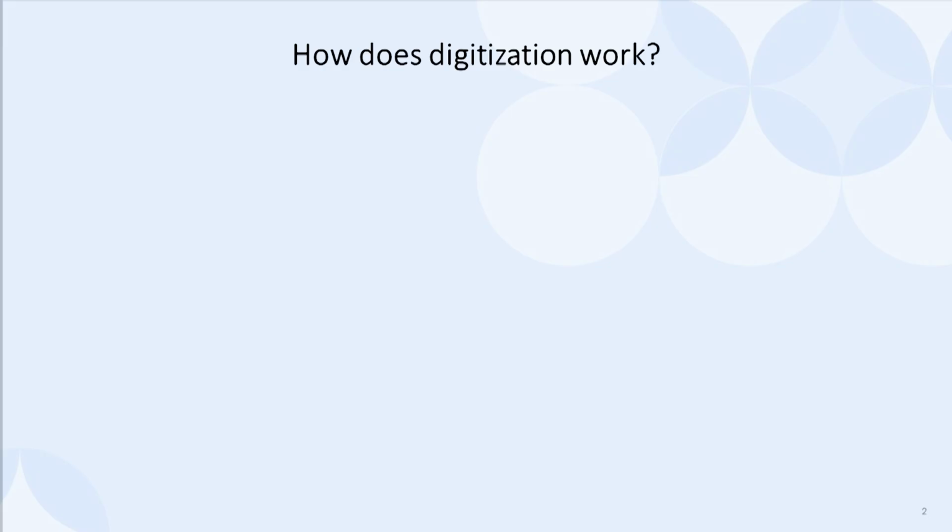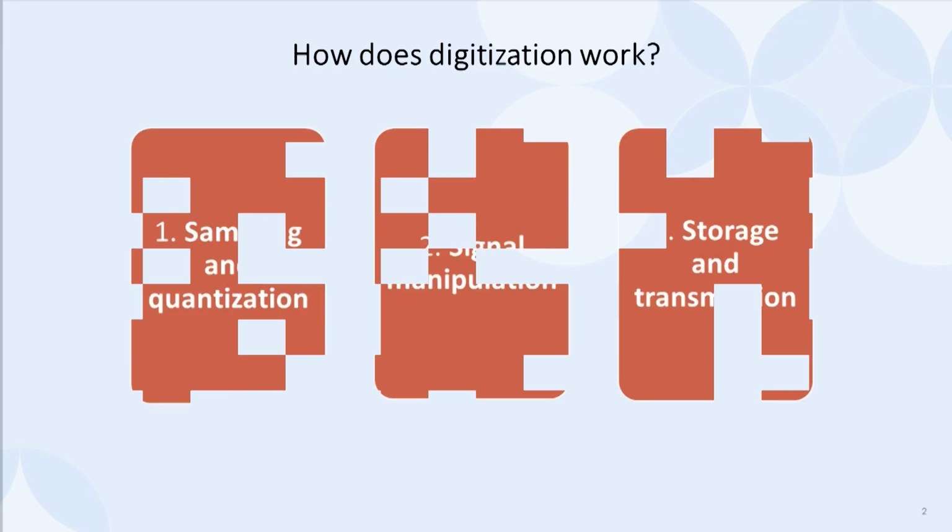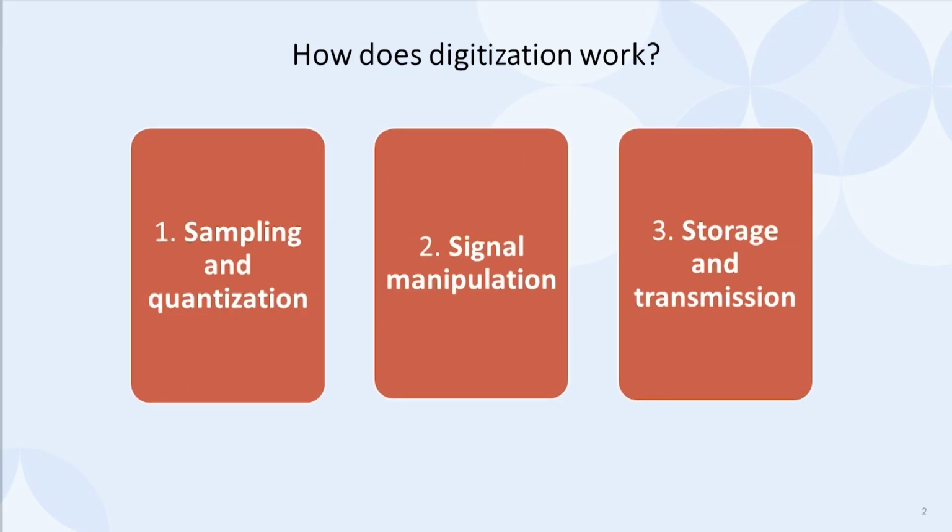How does digitization work? One is sampling and quantization. Analog signals are converted into numeric representations, so 0 and 1. Then signal manipulation: the digital data can be edited, enhanced, and manipulated using software tools. Then storage and transmission: the digital data can be stored on hard drives, solid state drives, or cloud-based storage platforms.